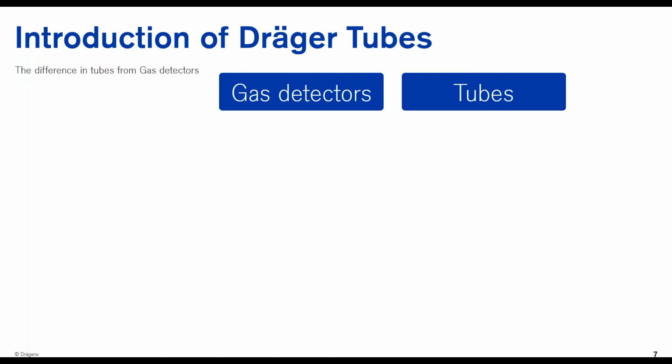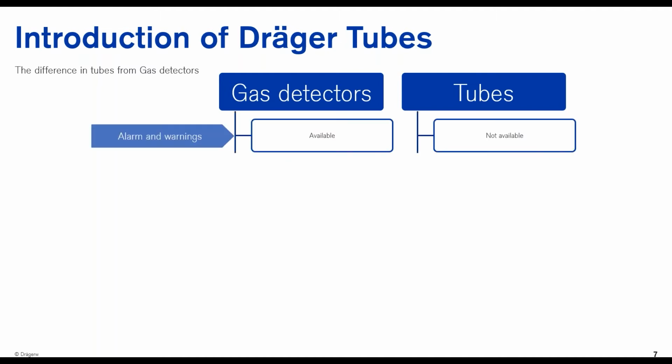So let's look into the introduction of Dräger tubes. Before we go into the history of the tubes itself, let's look into the different types of gas measurements. We have gas detectors and tubes for spot measurements. These two actually serve the same purpose of spot measurement. Understanding the difference will give you a little bit of insight into why in some scenarios tubes are preferred. So let's look at the first one.